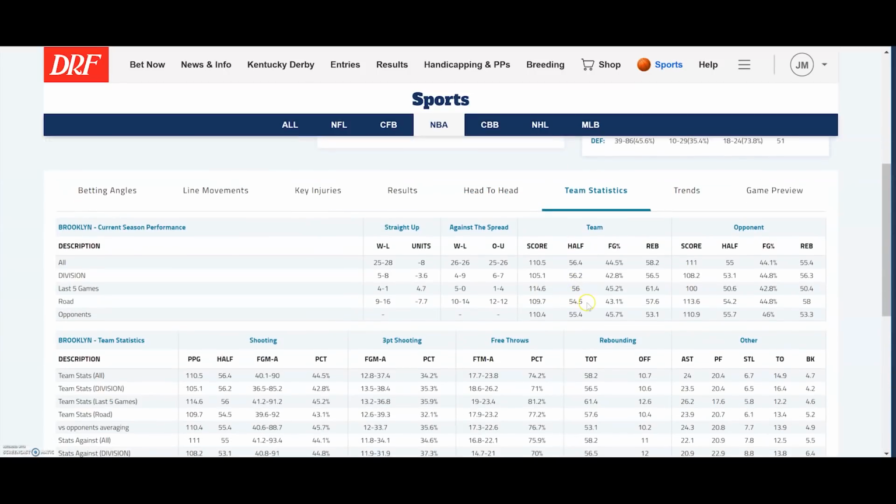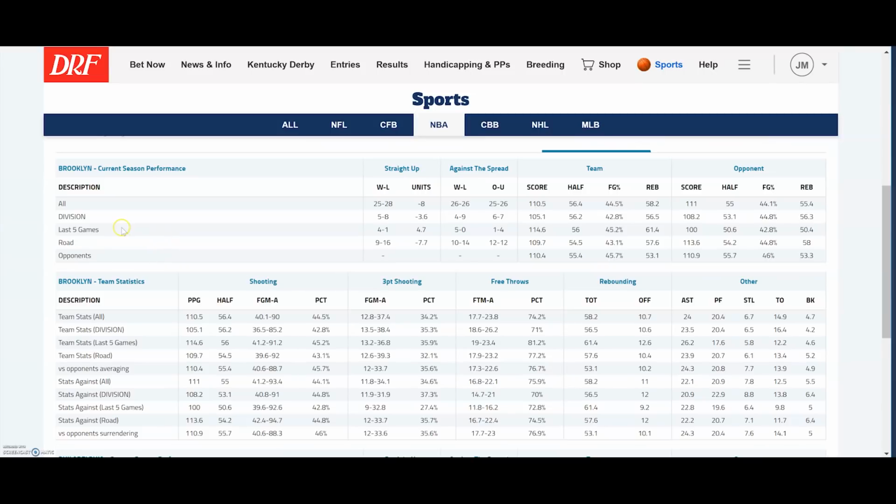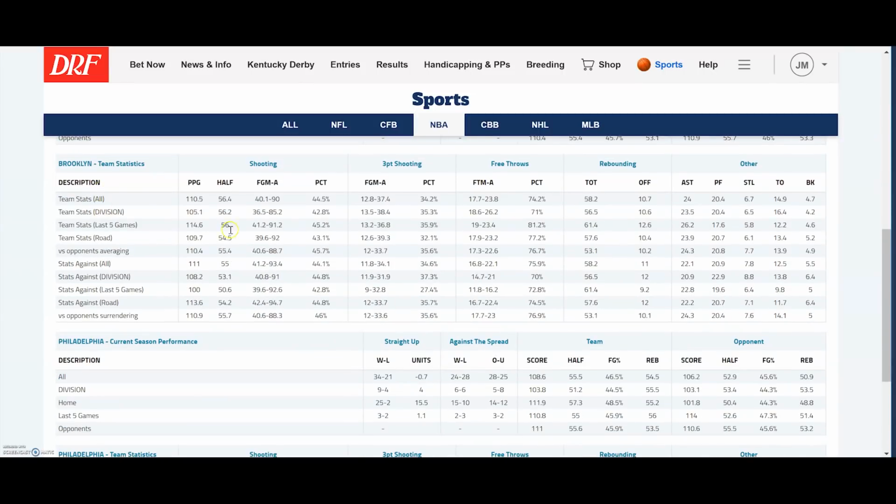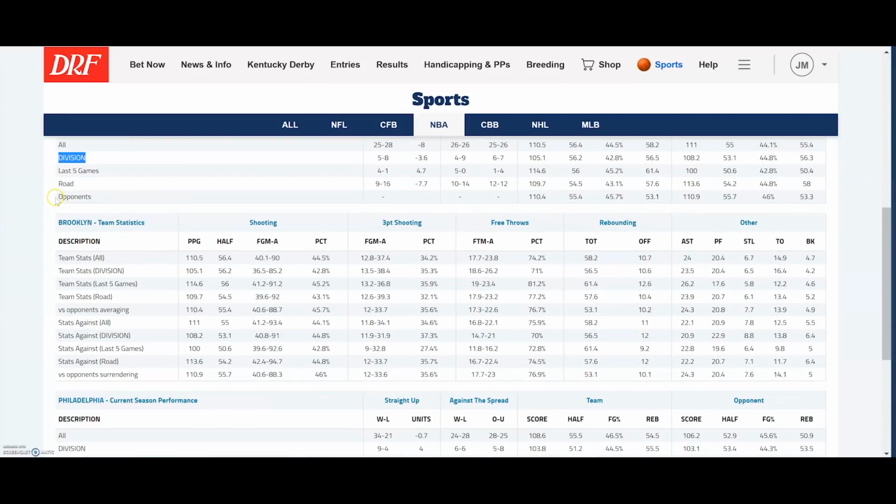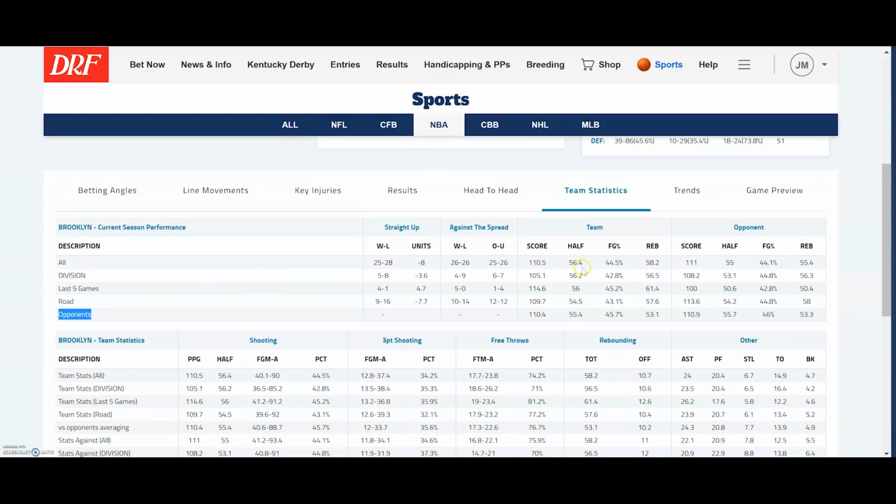Team statistics, we break down every statistic that you probably need as you handicap these games. Shooting percentages, free throw percentages, rebounding, assists, fouls, steals, blocks, turnovers, you name it. We'll categorize those into different situations, including all games, division opponents, again, only if this game is between division opponents, last 5 games, road games, and finally, we'll also show you the average statistics for these teams' opponents.